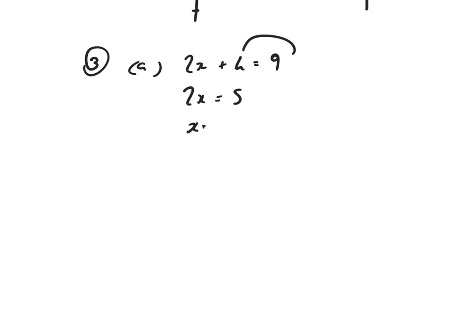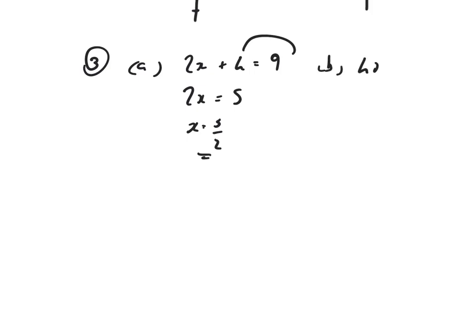Okay, question 3, and I'm solving some equations. So the first one is 2x plus 4 is equal to 9. So I bring the 4 over to the other side, and that will be 9 take away 4, 2x will be equal to 5, and x is equal to 5 over 2.